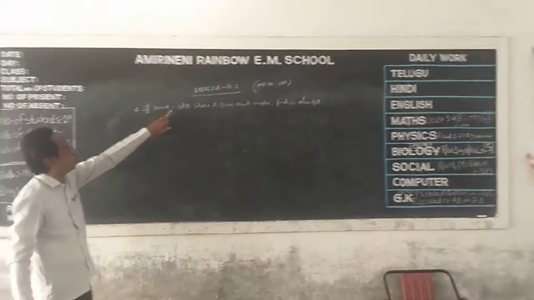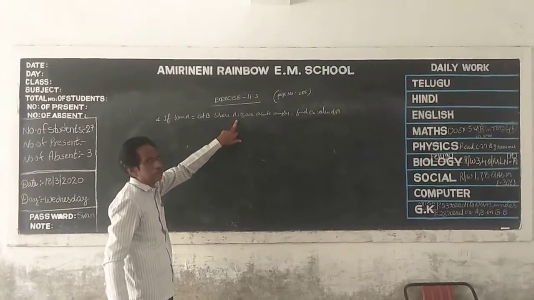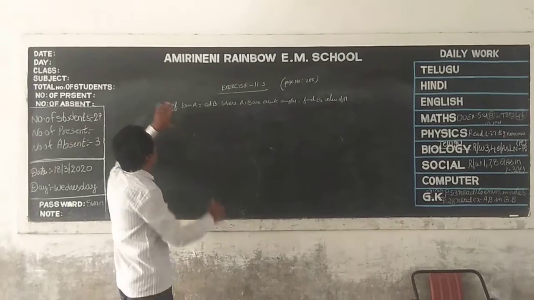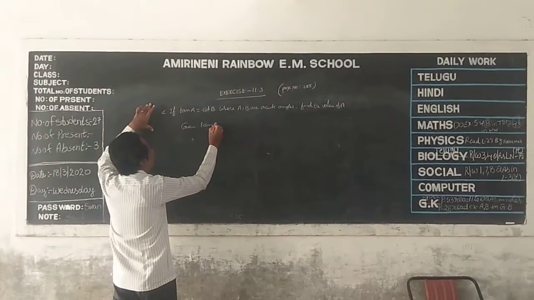Tan A equal to cot B, where A, B are acute angles. Find the value of A. Given tan A is equal to cot B.